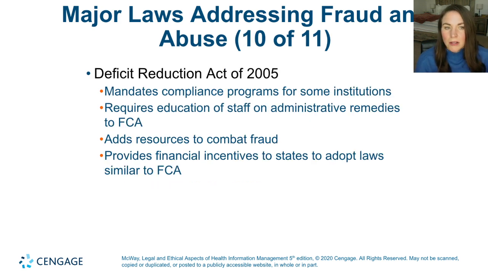Okay. The next major law is the Deficit Reduction Act of 2005, which changed the nature of compliance programs for some facilities from voluntary to mandatory, meaning now they have to do these compliance programs. It required employers to educate their staff on any administrative remedies to violations of the False Claims Act. It added more resources at the federal level to try to combat fraud, and it provided a financial incentive to states for them to adopt similar laws. That way everyone's kind of on the same page.